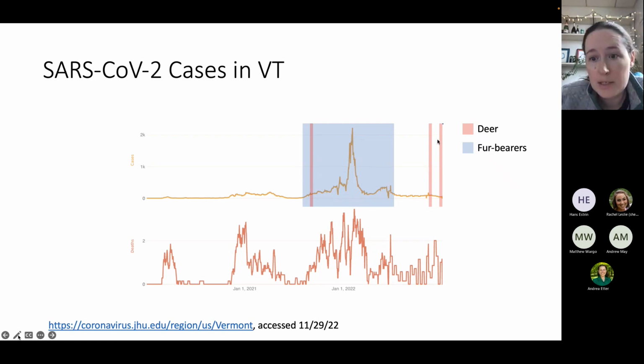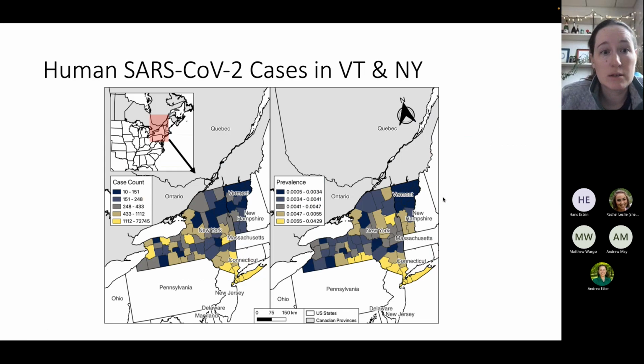You can see that the 2 sampling weekends here in pink at the end of 2022 are after this peak of COVID introduction in January of 2022, but we're still not detecting active infection in deer. And it's also worth noting that Vermont had relatively less in the way of COVID.